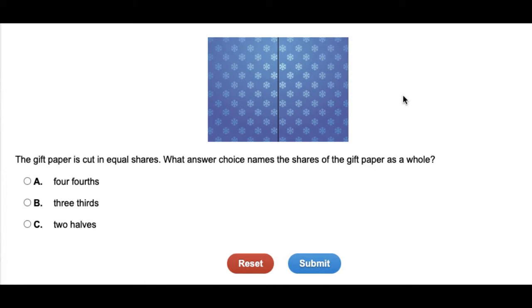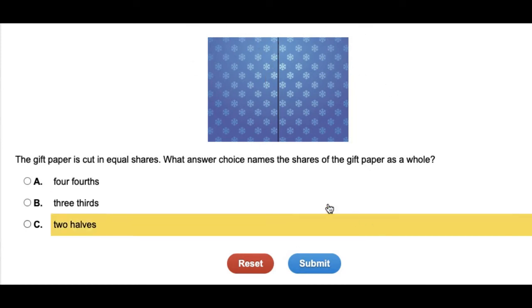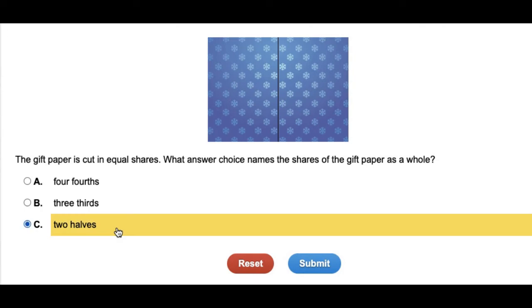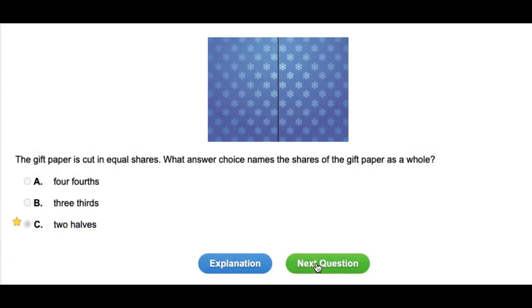Equal shares. What answer choice names the shares of the gift paper as a whole? So we need to find out what this is. Then we can say 2 of these. So this is 1 half. Okay, so 2 halves. 2 halves, right?